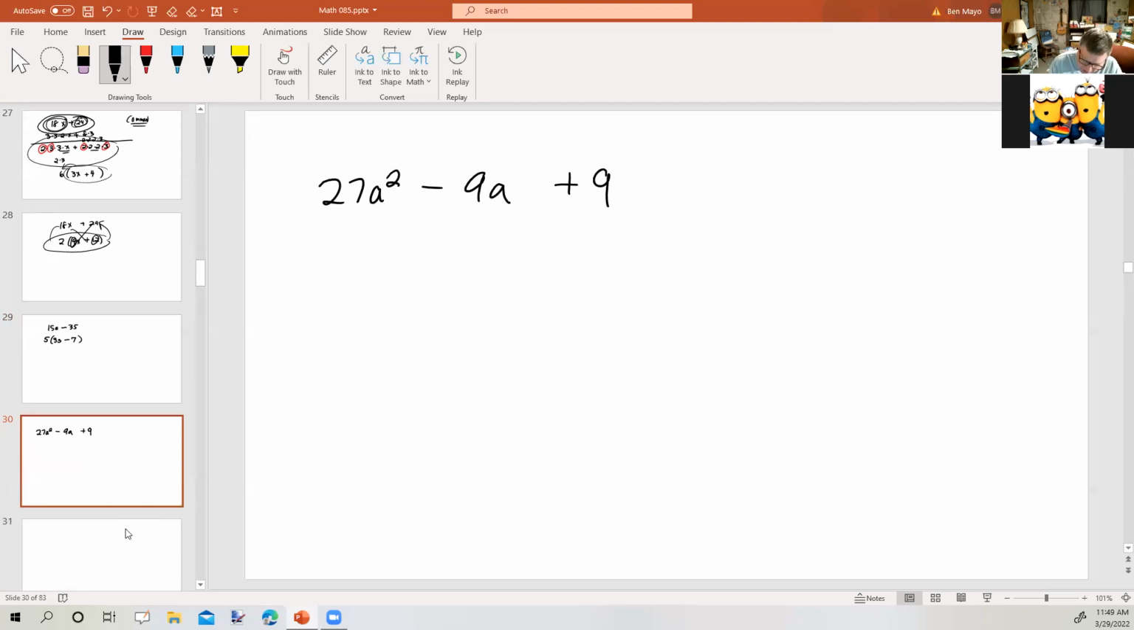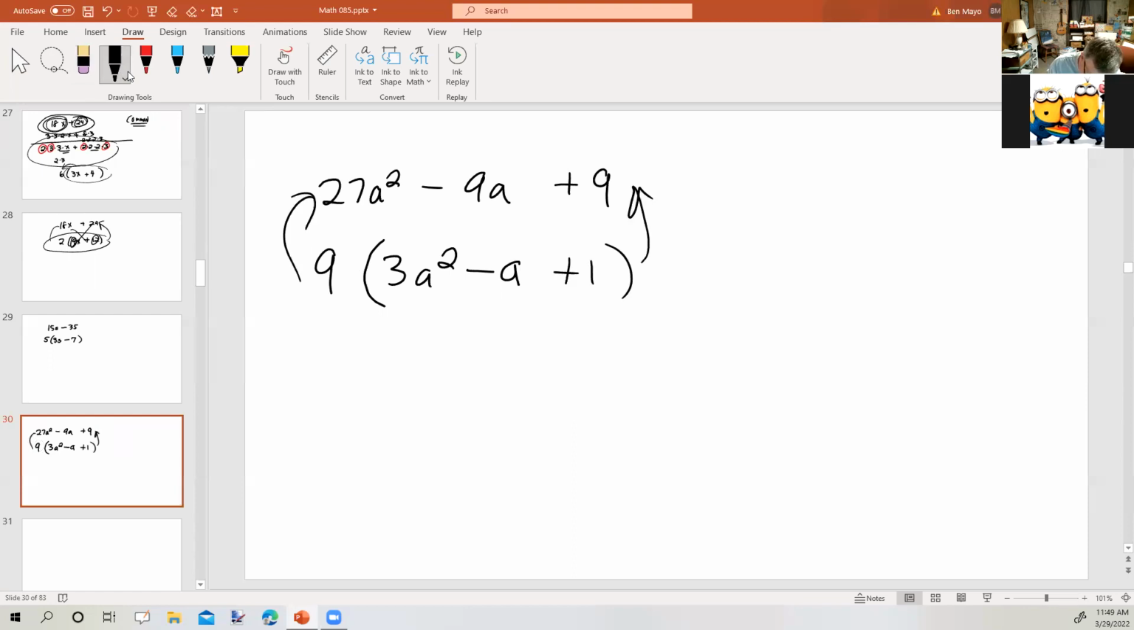Well, all three of them share a 9, but not all three of them share any a's. So 9 is all I can take out. So I have 3a squared minus a plus 1. Now, sometimes people forget to put this 1 there because they think, well, I've already got the 9, so I don't need anything. But you do need it because you need to be able to get back to here by distributing the 9. So if you don't have that plus 1, you won't be able to get back there. Okay, so be sure to have that 1 there if it's needed.